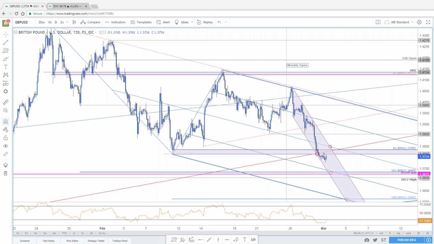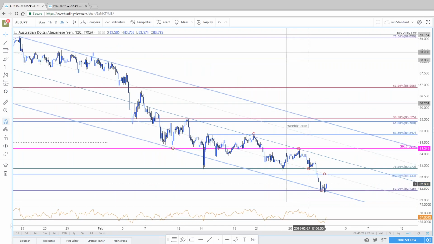Questions, comments, concerns on British pound? That is number 2. Last but not least from last night was Aussie yen. This was actually a really good play for us this week. It worked out kind of textbook with that final break.